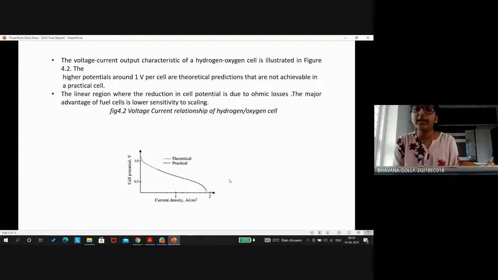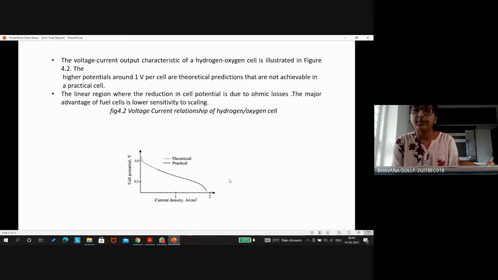So we plot the graph of voltage versus current. We find that theoretically we get 1 volt, but practically this doesn't happen because there are a lot of ohmic losses, due to the type of material of the electrodes we are using and the electrolyte, there is loss of current there. So practically it is not possible to achieve 1 volt, and that is shown in the graph: practically it comes out somewhere about 0.8, 0.7 to 0.5.